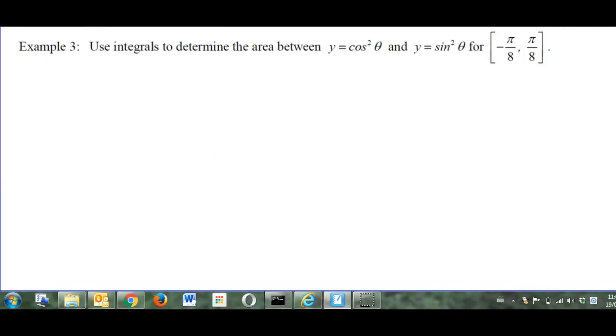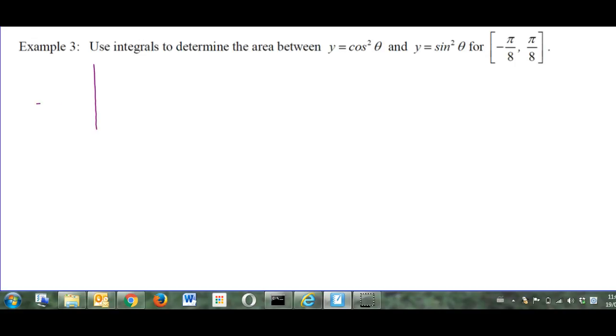Use integrals to determine the area between y equals cos squared theta and y equals sine squared theta on the interval negative pi over 8 to pi over 8. So we need to know, do these functions intersect in that interval? Which one's on top, right? We have to do the top one minus the bottom one, and then plus. And first thing we've got to do is just sketch this out.